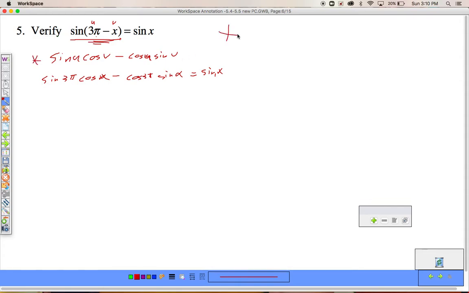So sine of 3 pi is over here, which is the ordered pair negative 1, 0. So the sine of 3 pi is 0 times the cosine of x, minus the cosine of 3 pi is over here on the left, which is negative 1 sine of x. 0 times cosine of x is 0. A negative negative 1 sine of x.